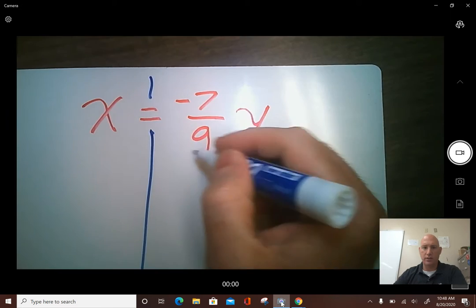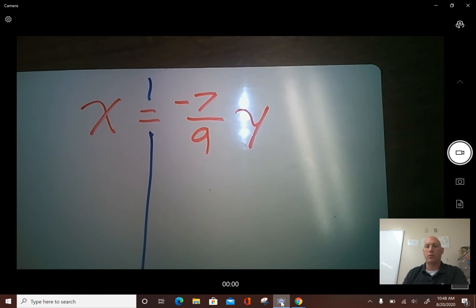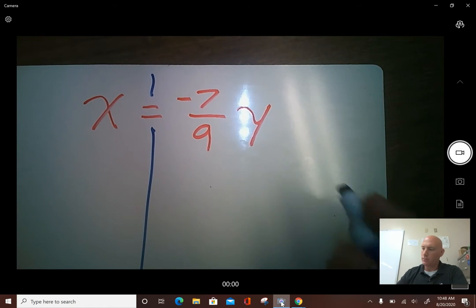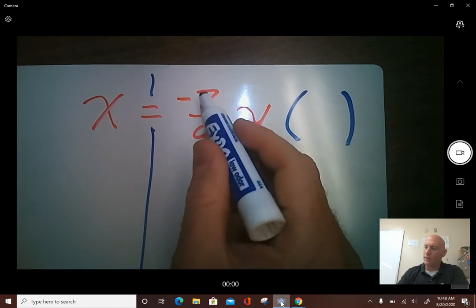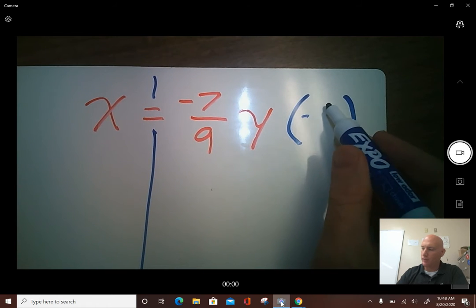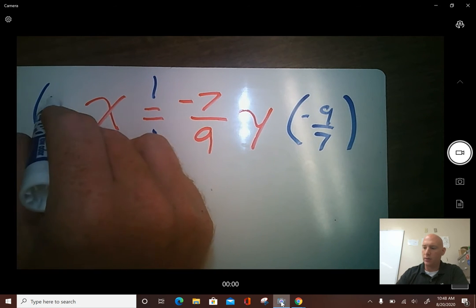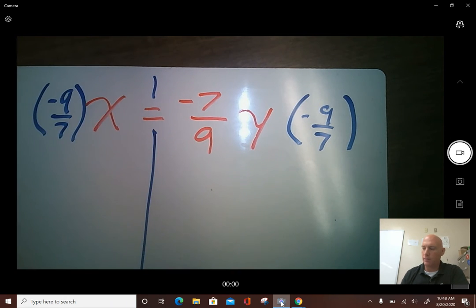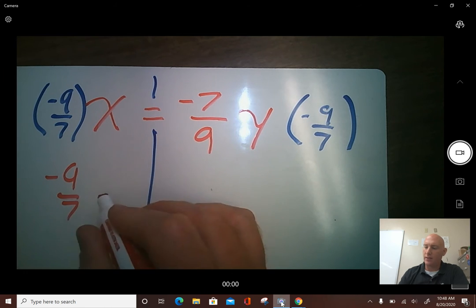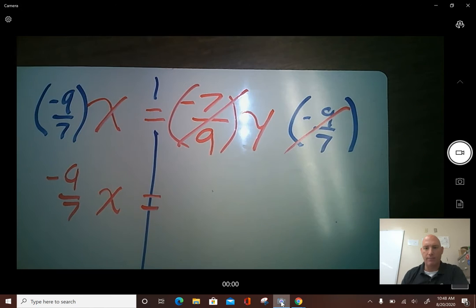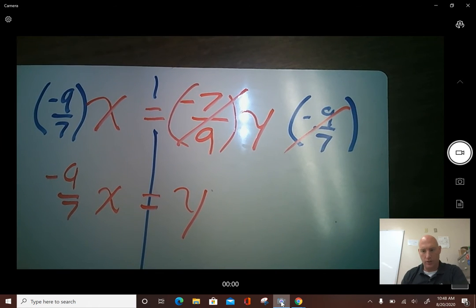If my coefficient is a fraction, I can always just multiply both sides by the reciprocal. All the reciprocal means is to flip the fraction. So let's look. If it's negative 7 over 9, my reciprocal is negative 9 over 7. If I do it to one side, I have to do it to the other. Now, the whole point of this is the right side will cancel, so I'll just finish the left side. Negative 9 sevenths x equals, this is going to cancel with that, equals y, and you're done.